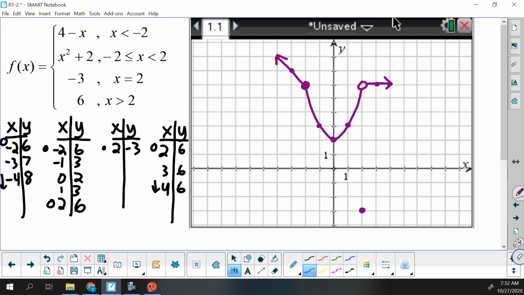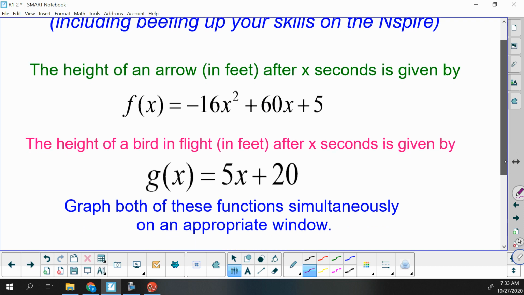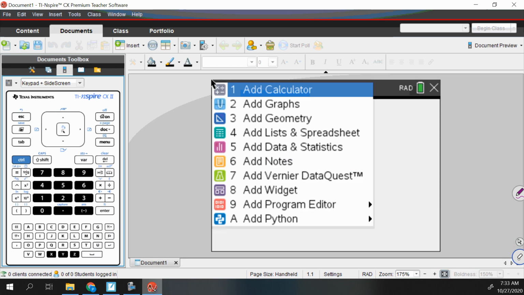So the rest of the video, we're going to work with the calculator. So make sure you have your calculator out and ready. So we have two functions. F of x is going to be the height of an arrow, or the path of an arrow, and g of x is the path of a bird. And we're going to graph both of them at the same time on a graphs page.